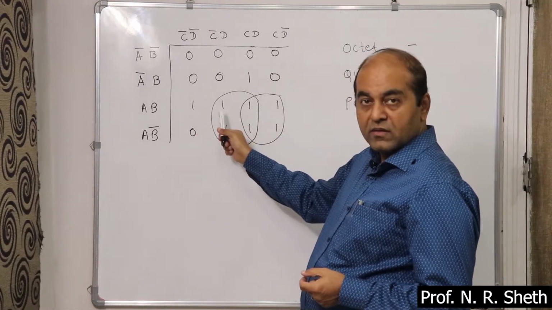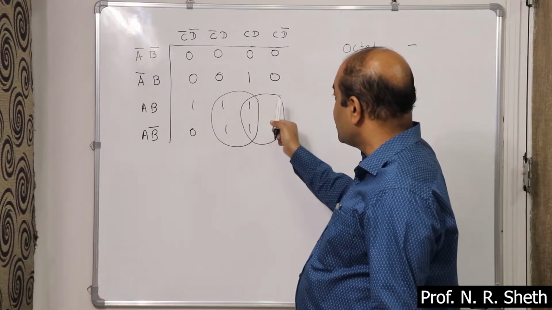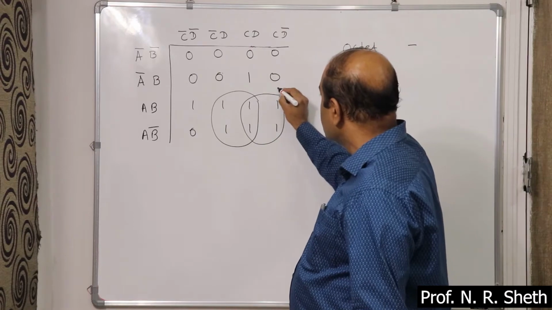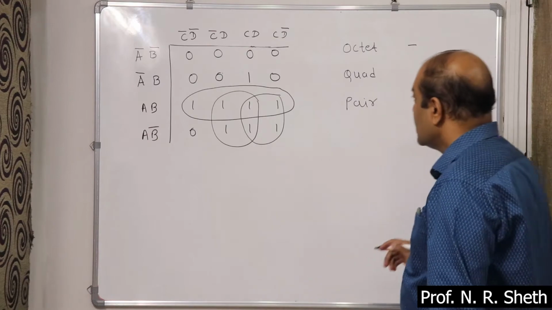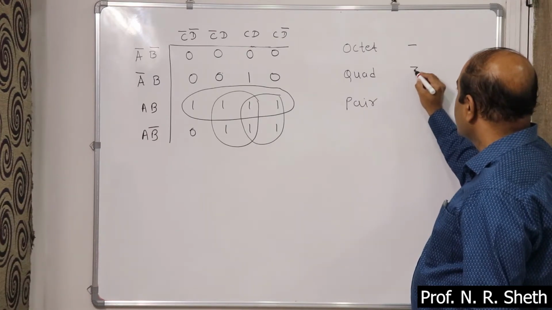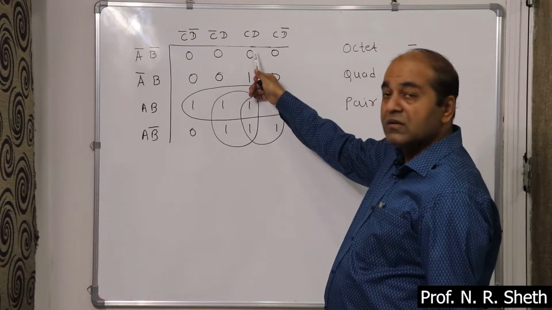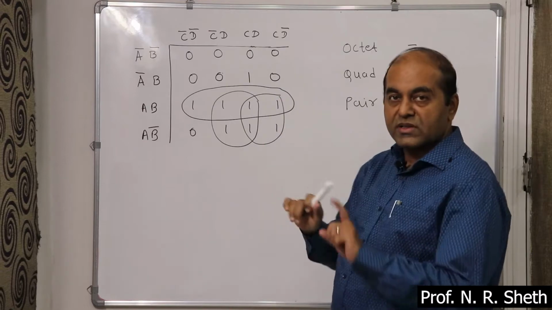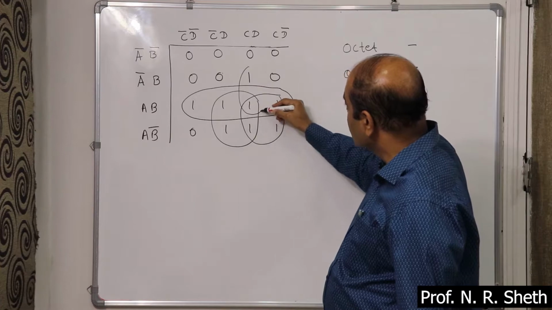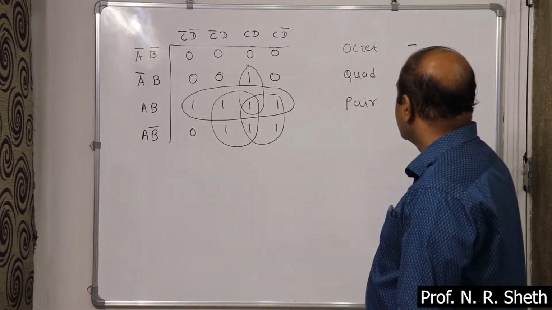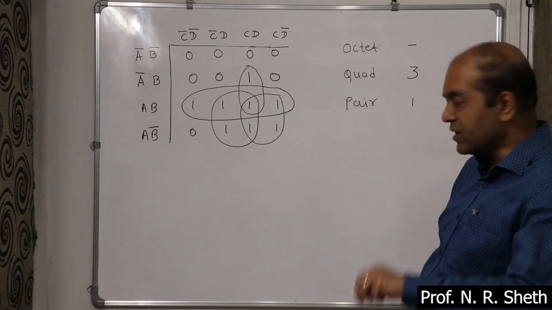So let's have a pair. Answer is no. One, two, three, four. So number three, three quads. Now this one here is 0, so one, two, three, four doesn't exist. You are not able to count this one. So your pair is one, and you have to obtain the Boolean equation.